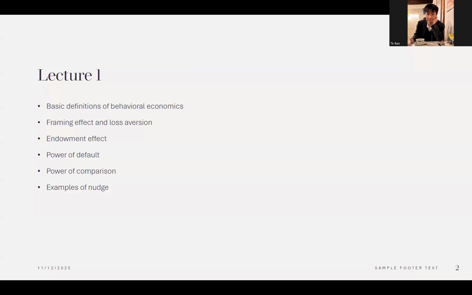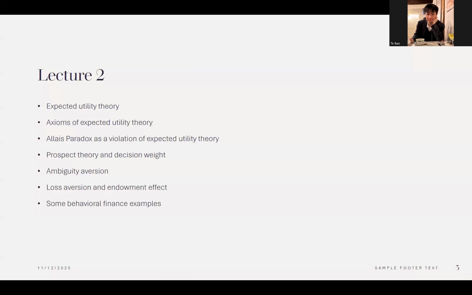Then we can talk about lecture two. Lecture two is a kind of bigger topic. Basically, lecture two is a big topic about people's decisions under risk and uncertainty. So we go through the important theories one by one. The first one is the expected value theory, right?